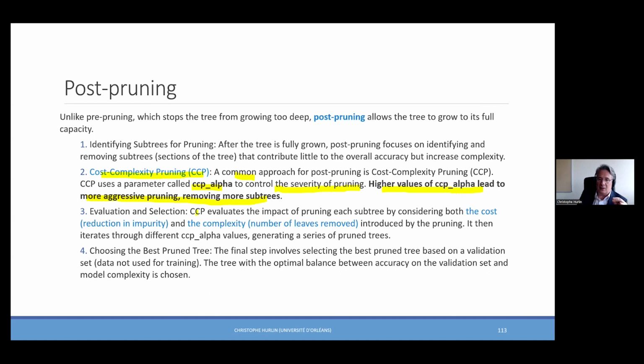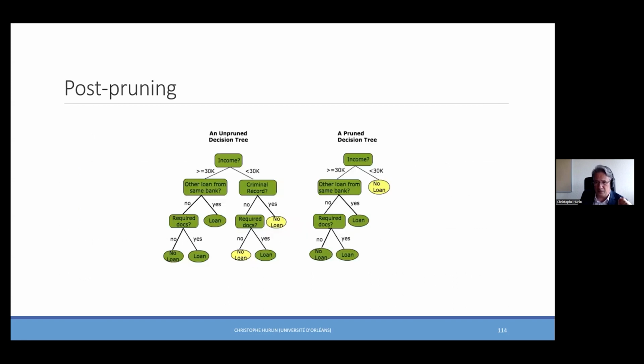What is the idea? The CCP evaluates the impact of pruning each subtree by considering both the cost, so the reduction in impurity, and the complexity, the number of leaves that have been removed. And the idea is to choose the best pruned tree. So this is to choose the best model with some subtrees, some parts which have been removed. So let me explain how it works.